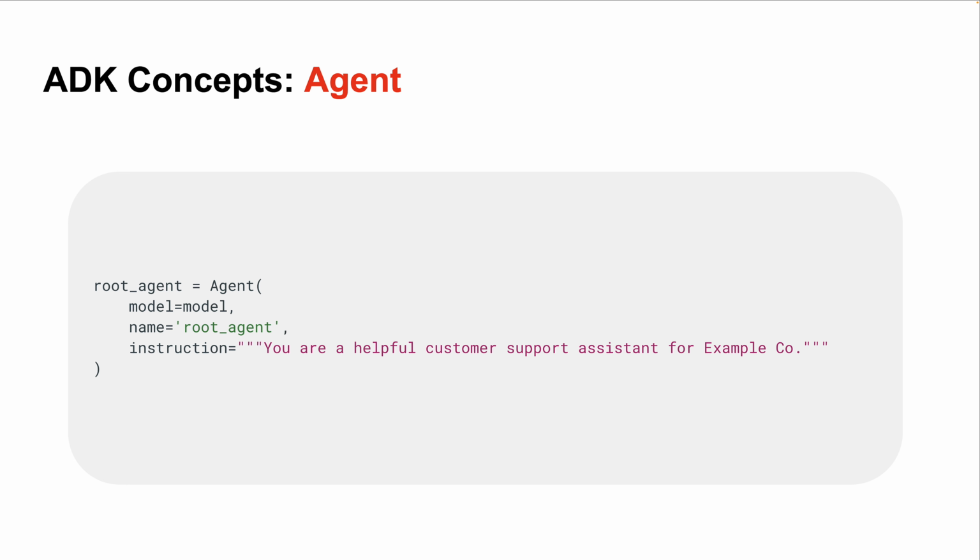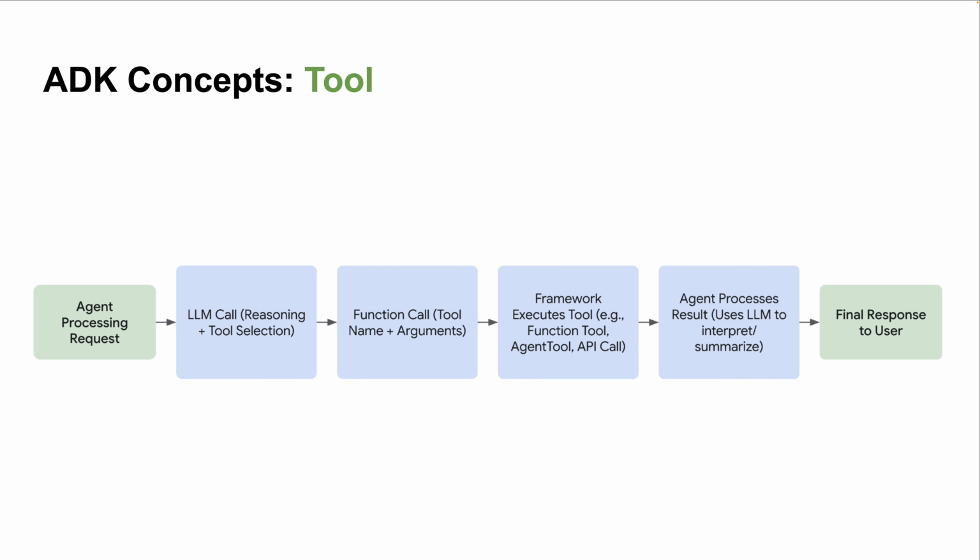Okay, the next concept is that of a tool. A tool represents a specific capability provided to an AI agent that enables it to perform actions and interact with the world and so on. And typically you define a set of tools and provide it to the agent, and invoking that agent will result in the ADK framework executing the flow that you see here.